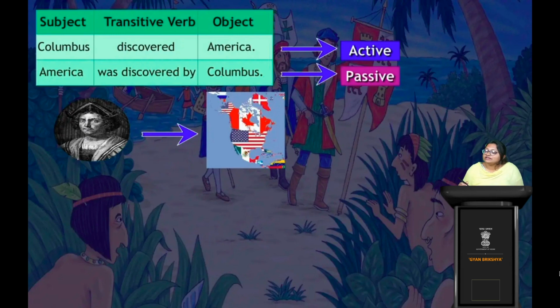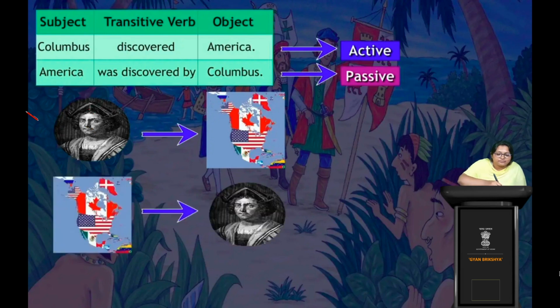So this active and passive suggest nothing but a change in the sentence structure. What is the difference between active and passive? The difference is only in the sentence structure, nothing else. There is no change in meaning, the sentence structure is different. For example, Columbus discovered America, active; passive, it becomes America was discovered by Columbus. So you see there is a change.